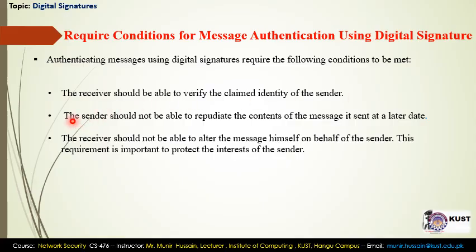The second condition is the sender should not be able to repudiate the contents of the message it sent at a later date. For example, a person having sent advice to transfer money from his account should not be able at a later date to repudiate the content of the message sent by him. The bank should be able to prove that he and only he sent the advice and that the contents of the message are unaltered, meaning unchanged.